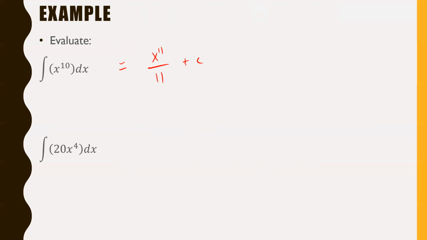So again, you could always check this by taking the derivative, and you'll see the 11 comes down, knocks down with the 11 on the bottom. We have x to the power of 10. Whatever floats your boat, though. That's how that one's done.